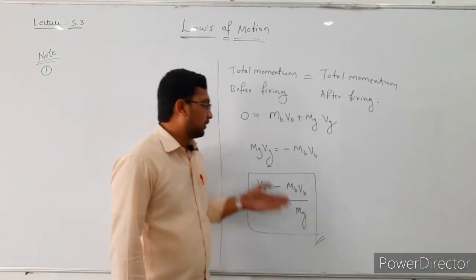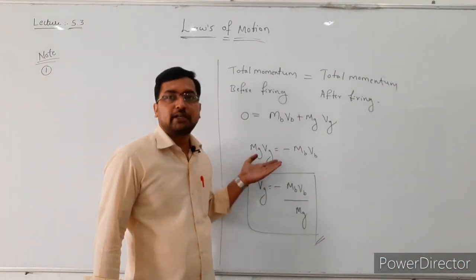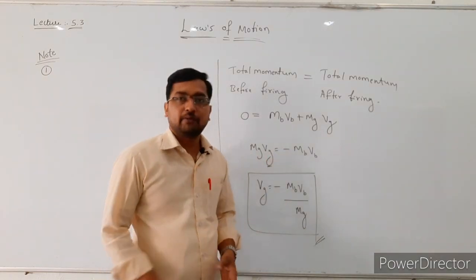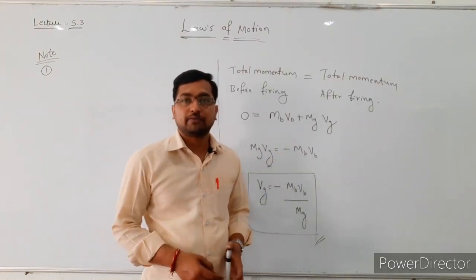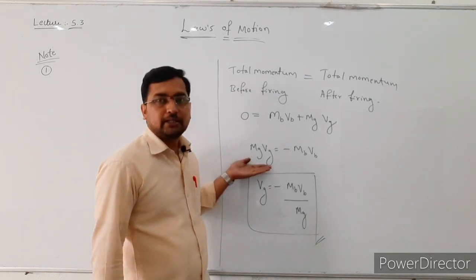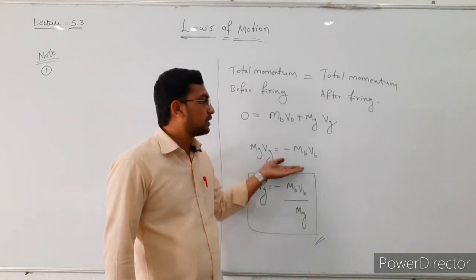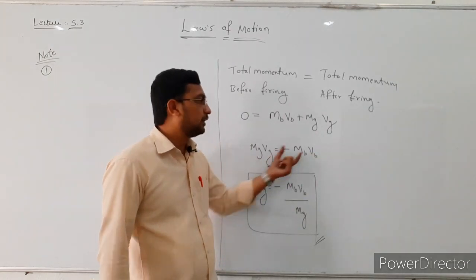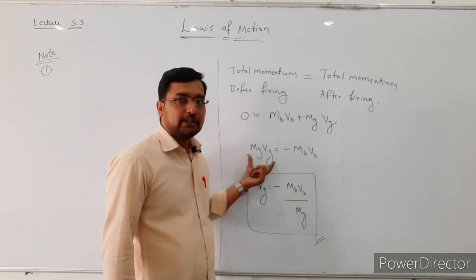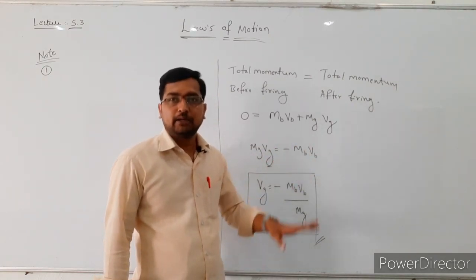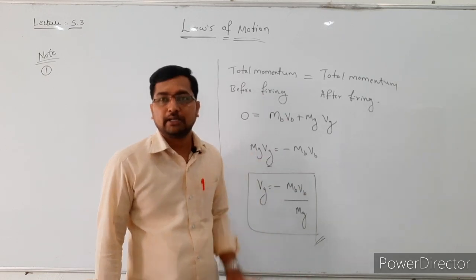See here, the product of the mass of the gun and the velocity of the gun gives the momentum of the gun, and the mass of the bullet and the velocity of the bullet gives the momentum of the bullet. In this case, the momentum of the gun is equal to minus the momentum of the bullet. So the magnitudes of the momentum of the gun and the momentum of the bullet are equal, but in opposite directions.